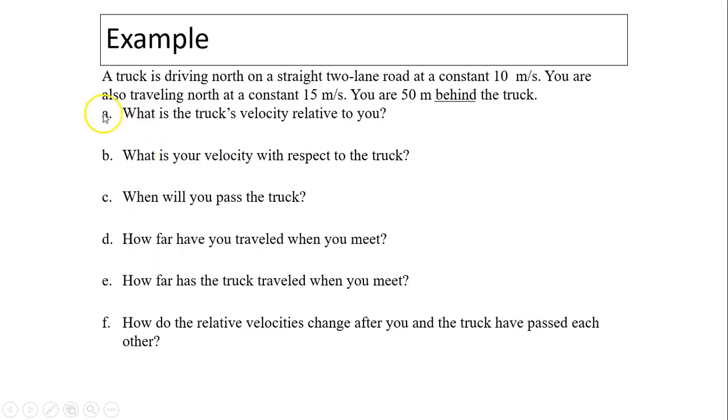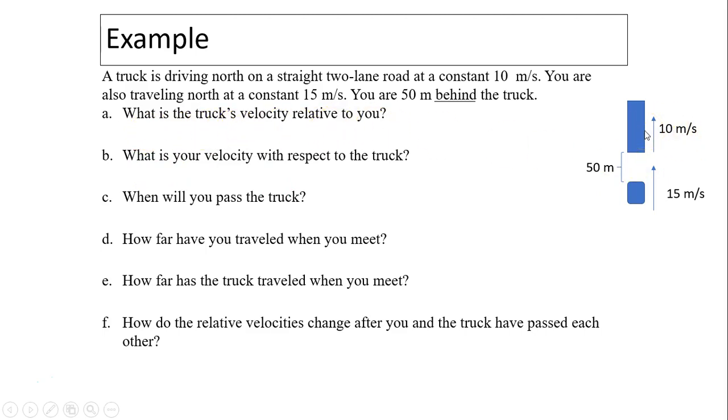Now here is another scenario. A truck is driving north on a straight 2-lane road at a constant 10 meters per second. You are also traveling north at a constant 50 meters per second. So you are 50 meters behind the truck. Let's draw a picture. Here's the truck, 10 meters per second. You are traveling at 50 meters per second. You are 50 meters behind the truck. What is the truck's velocity relative to you?